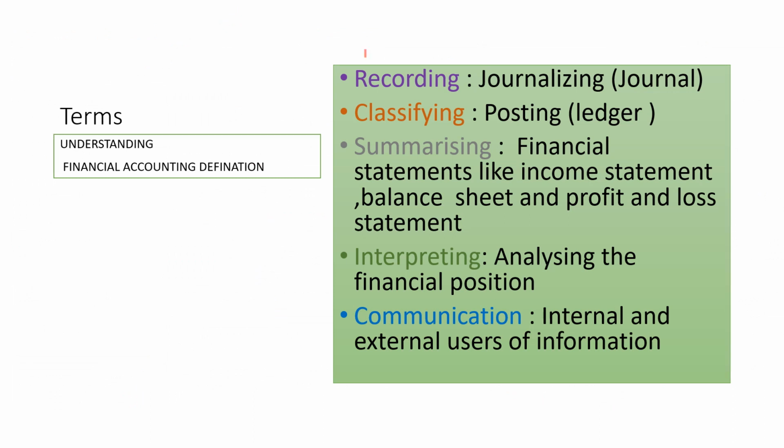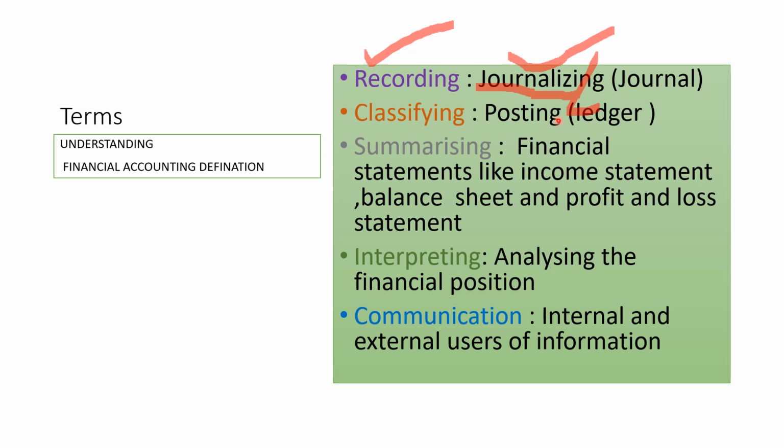Now the last review of this definition which you have understood about financial accounting: recording is done in the form of a journal. That is the first step, to identify the transactions, that is, identify the economic events, and then you record them in the journal. Then you classify, that is, post the entries into the ledger. You classify all the different transactions according to similar nature and put all the transactions of similar nature in one account, which is the ledger.